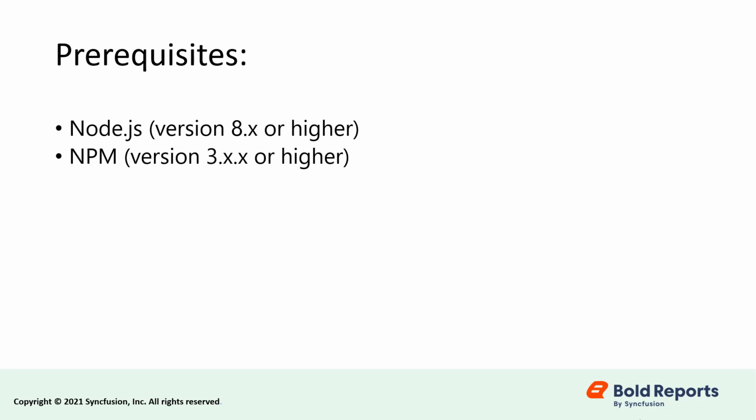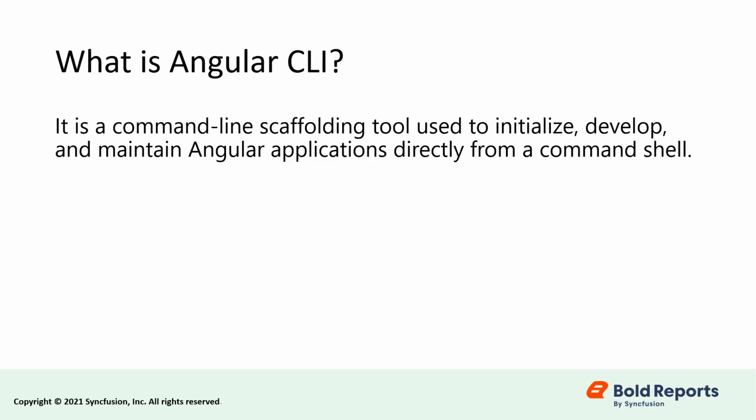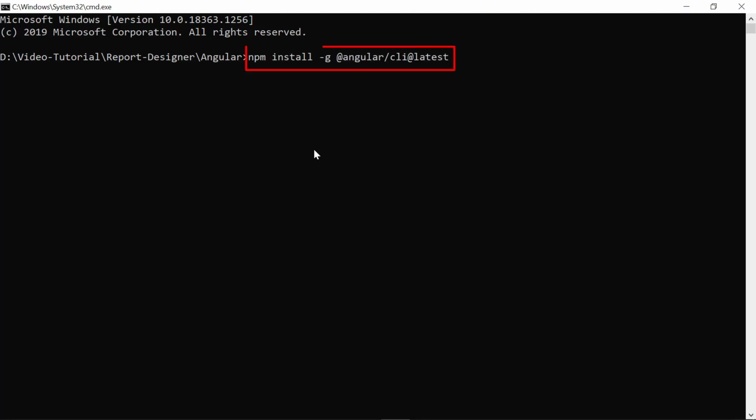Before getting into the process, make sure your development environment includes Node.js version 8 or higher, and NPM version 3 or higher. First, let's install the Angular CLI. The Angular CLI is a command line scaffolding tool used to initialize, develop, and maintain Angular applications directly from a command shell. Run this command to install the Angular CLI globally in the command prompt.